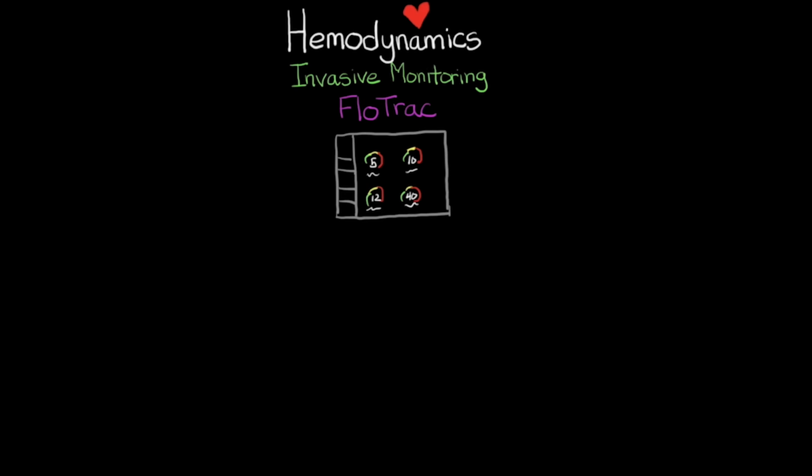And so with the Vigileo or the FloTrac, there are really three additional hemodynamic values that you are going to be able to get from the FloTrac above and beyond just your normal pressures that you would get with an arterial line. And those are going to be your stroke volume or your stroke volume index. It's going to be your cardiac output and cardiac index. And then another value that we're going to talk about here in a minute, which is called stroke volume variation.